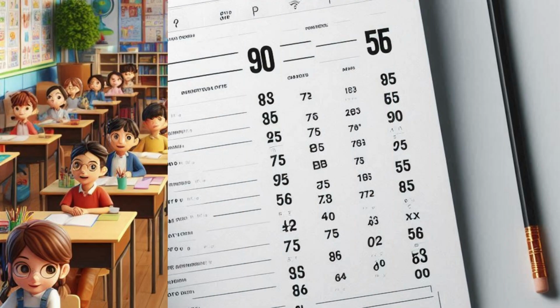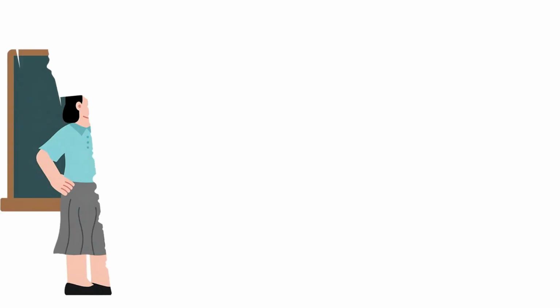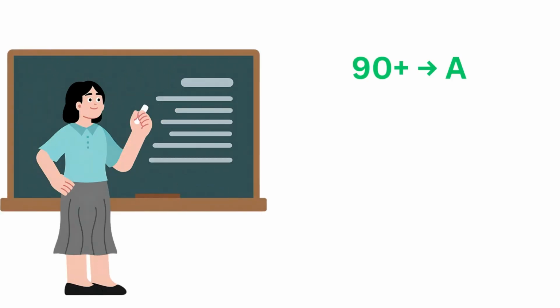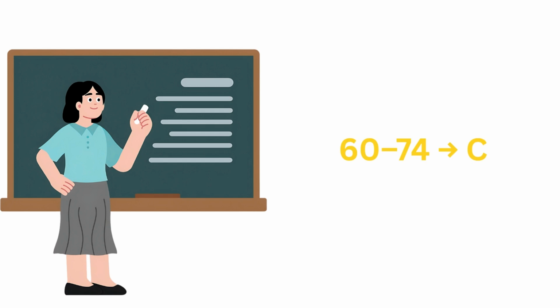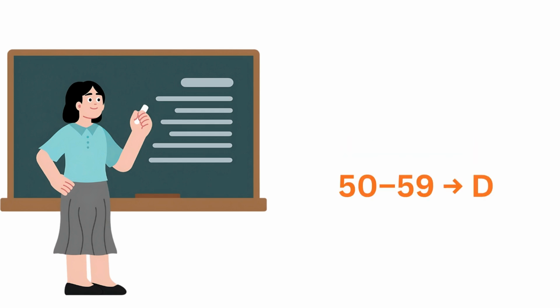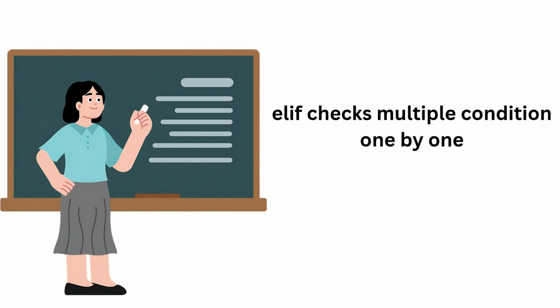Suppose you are a class teacher and you need to prepare a report card for your students. Let's say you are checking marks. If marks are above 90, then it's grade A. If marks are between 75 to 89, then it's grade B. If marks are between 60 to 74, then it's grade C. If marks are between 50 to 59, then it's grade D. If marks are below 50, then it's grade F. Here, each condition is checked one by one. This is elif. Elif means check the next condition.